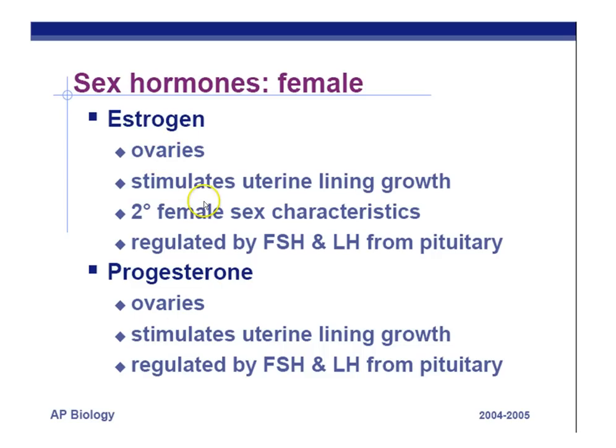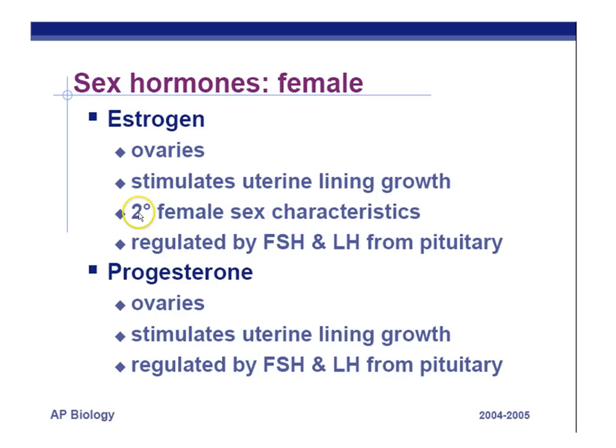And the estrogen stimulates the uterine lining growth. So the uterine wall gets thicker with blood vessels as a response to estrogen. And as you might have guessed, the extra blood vessels in that uterine wall are going to provide nourishment for any children developing there. This is also involved with the secondary female sex characteristics.